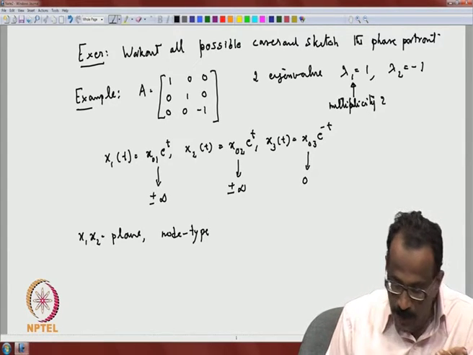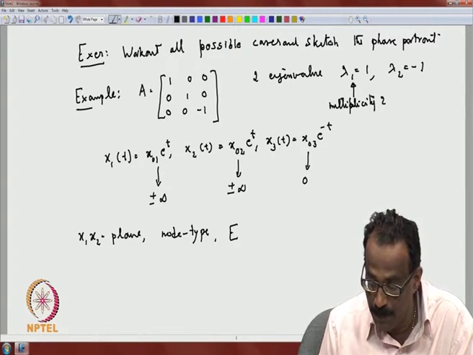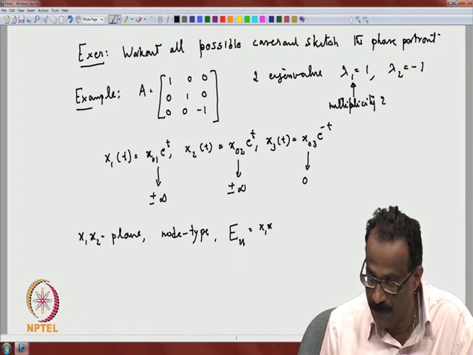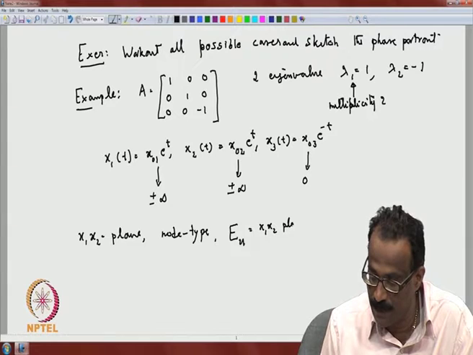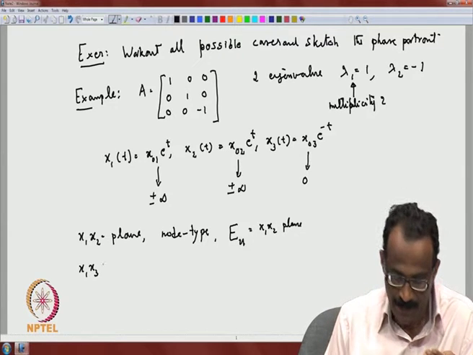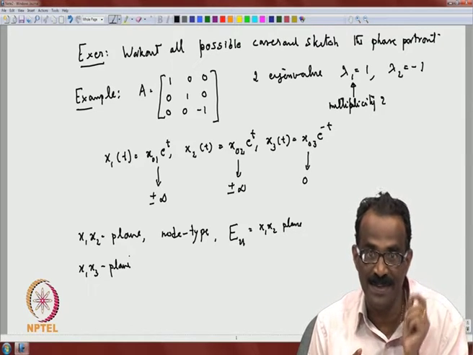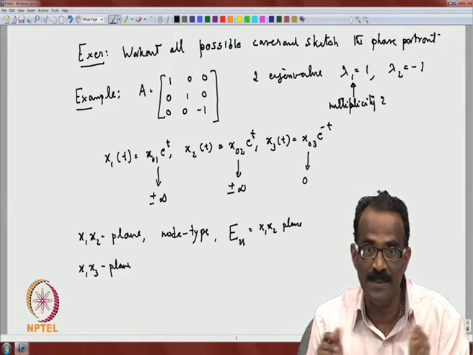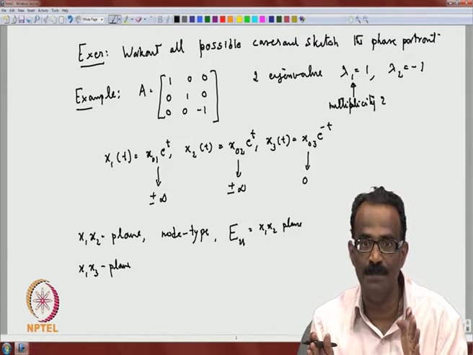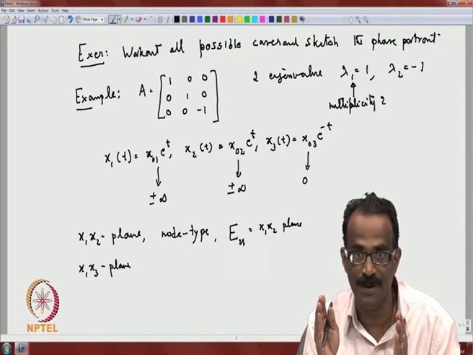On the other hand, this is also unstable in this particular case. So, you will get E^u equal to the x1 x2 plane, that is your unstable subspace. And if you look at the x1 x3 plane, you have one eigenvalue 1, again these are all decoupled systems. So, in the x1 direction you have the eigenvalue 1, and corresponding to x3 you have eigenvalue 1.